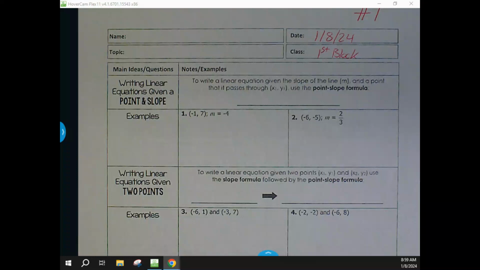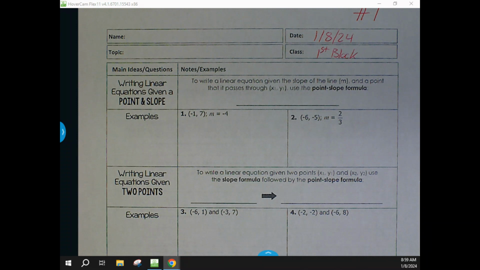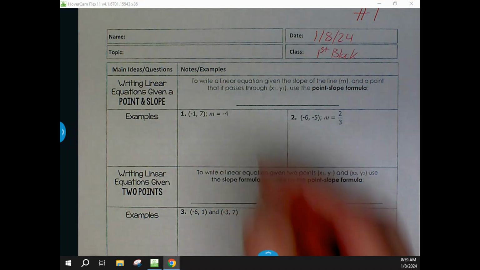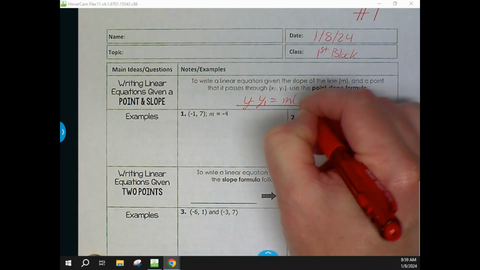Okay, so very first thing we got here, it says to write a linear equation given the slope of the line and a point that it passes through, use the point slope formula. So for this one, we're going to basically need a couple of different things to make it start going there. So if we go through point slope formula, point slope formula would be y minus y1 equals m times x minus x1.